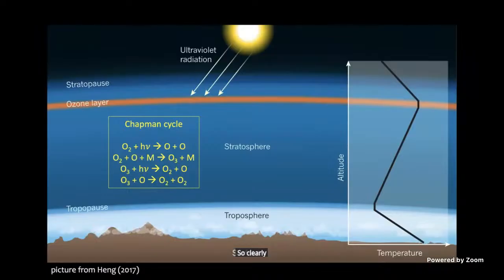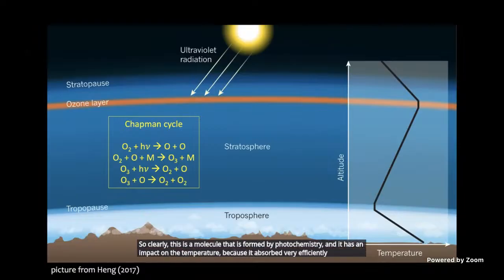So clearly, this is a molecule that is formed by photochemistry, and it has an impact on the temperature because it absorbs very efficiently in the ultraviolet and produces this temperature inversion, okay? So the idea was to investigate when similar cases may be found or not in exoplanet atmospheres.